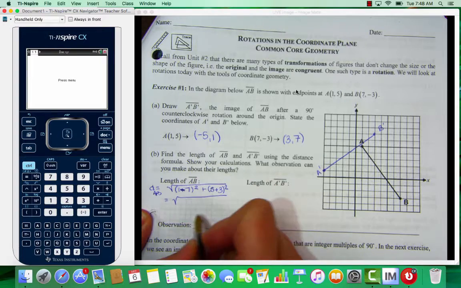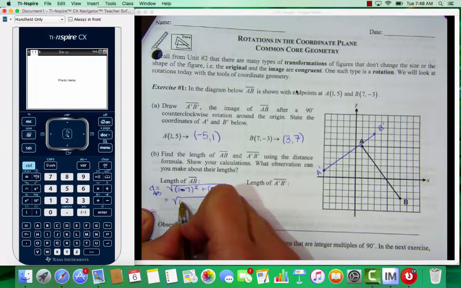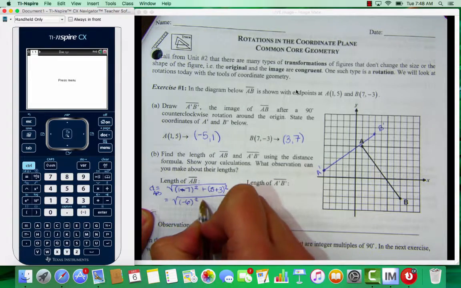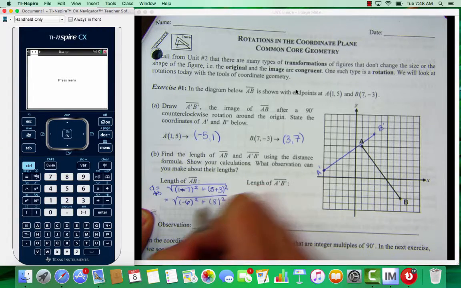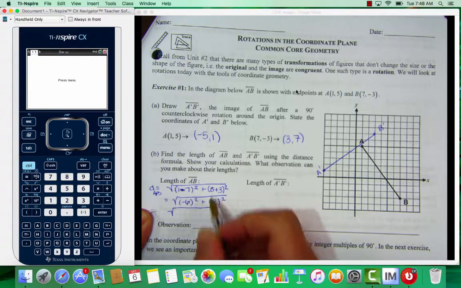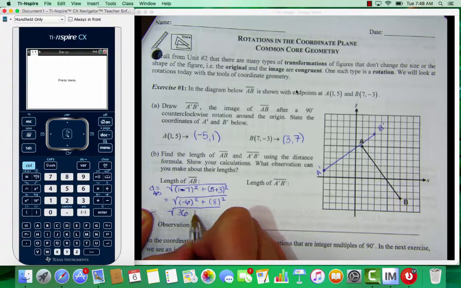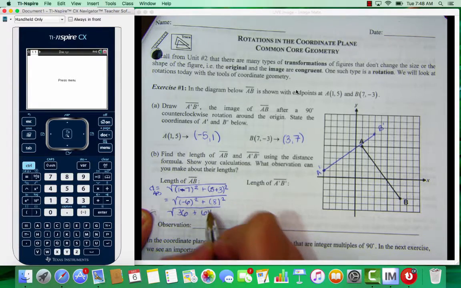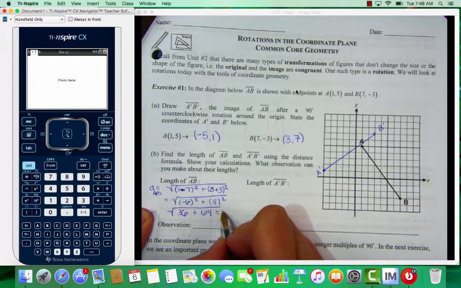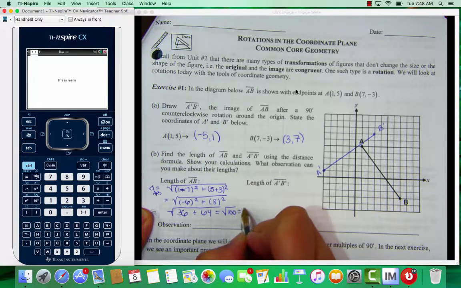And now we can go through and clean that up. 1 minus 7 is going to give us negative 6. 5 plus 3 is 8, and if we square both of those numbers, negative 6 squared is positive 36, and 8 squared is positive 64, and when we add those together, we get the square root of 100, which turns out to be 10.